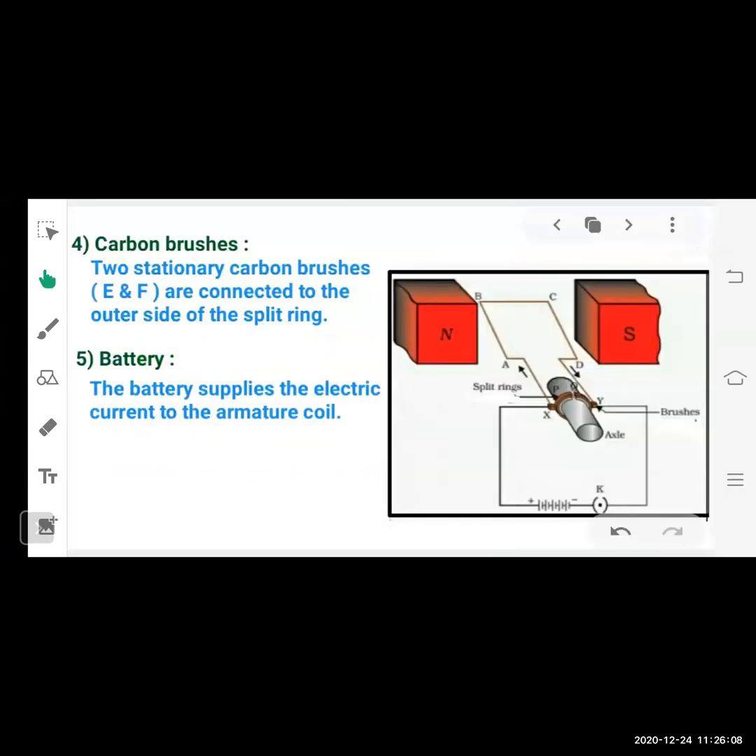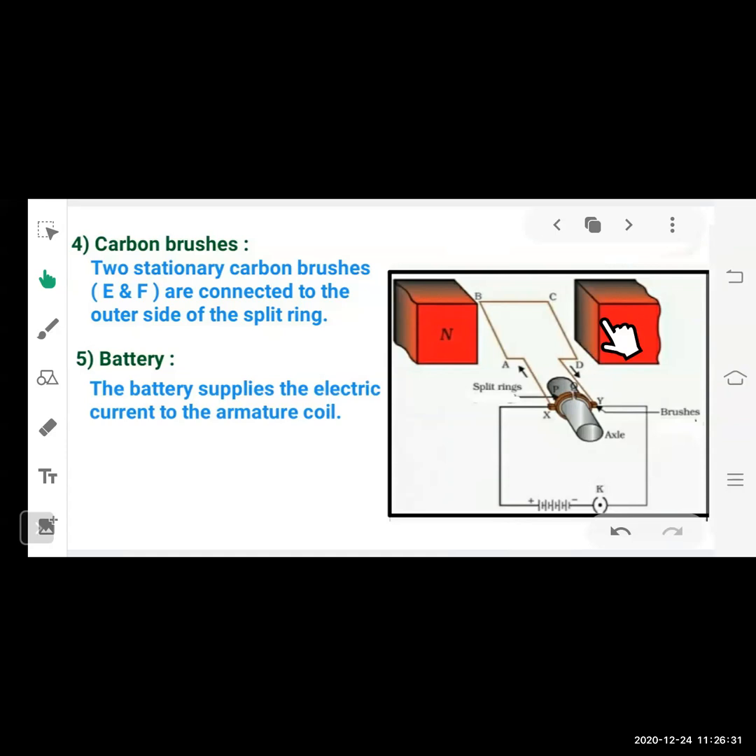Okay, so in working of electric motor, what I explained is that when the current starts flowing in the conductor, the current in branch AB is from A to B, but in the side CD it is from C to D. So this is the direction of flow of current, and the direction of magnetic field is from north to south. Both are perpendicular to each other.